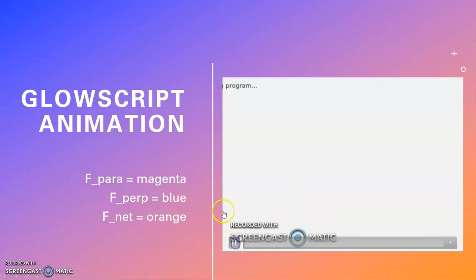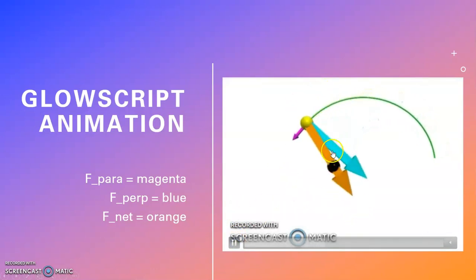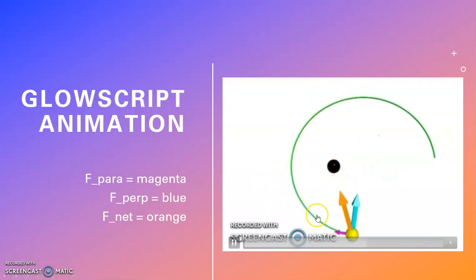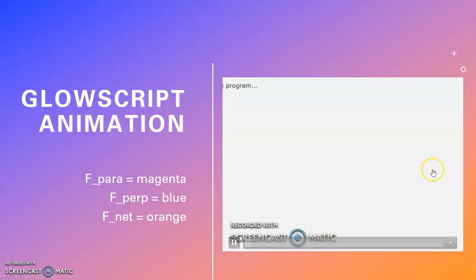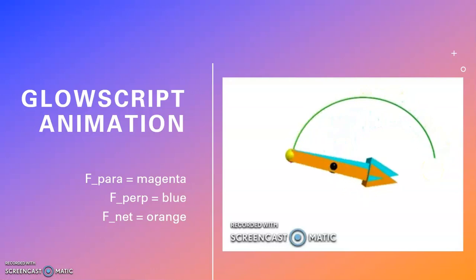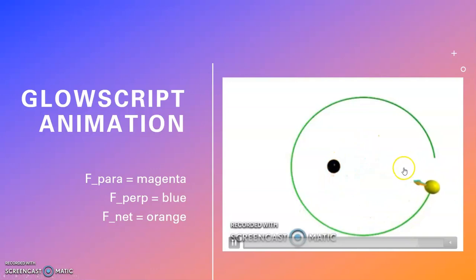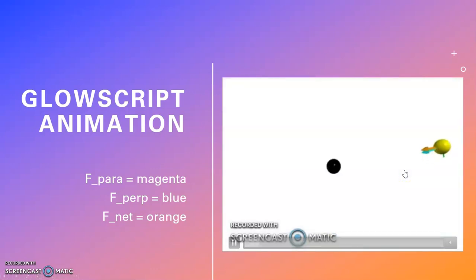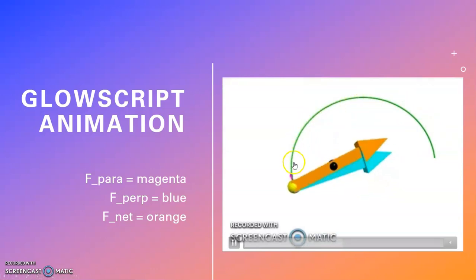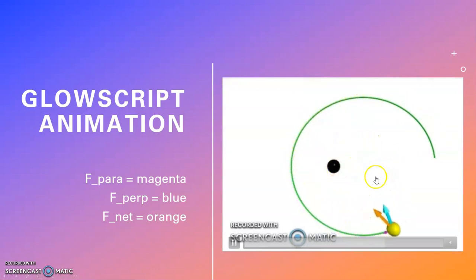So here's the GlowScript animation. You see the black hole in the middle and the planet orbiting around. You see that the magenta arrow is the parallel component, so this is tangent to the orbit. The blue component is the perpendicular force, and it's towards the center, or black hole. The orange component is the net direction of the net force. The force of gravity is also stronger when the planet is closer to the black hole. You see this by the growth and retraction of the arrows.